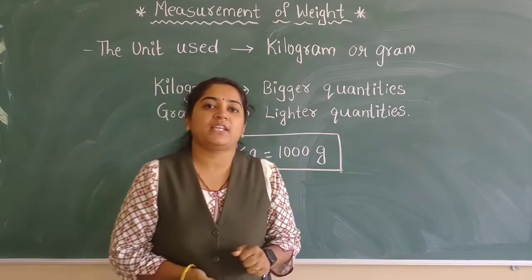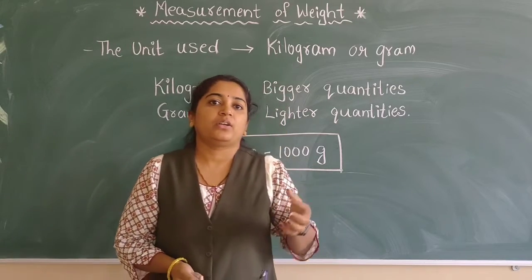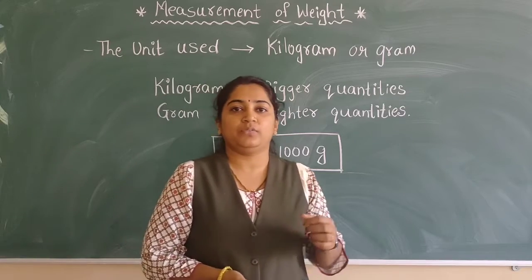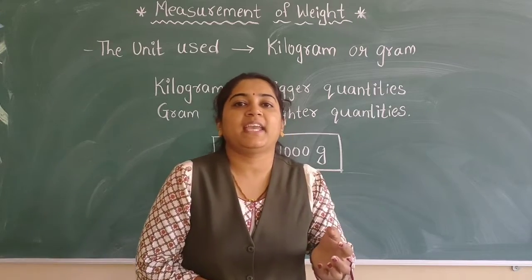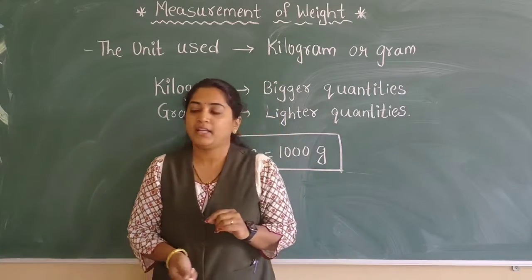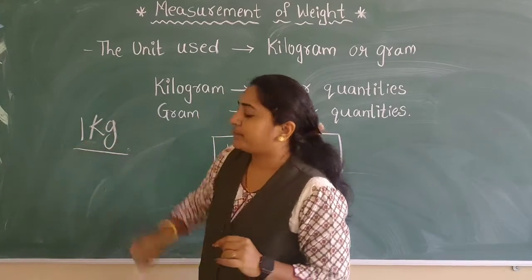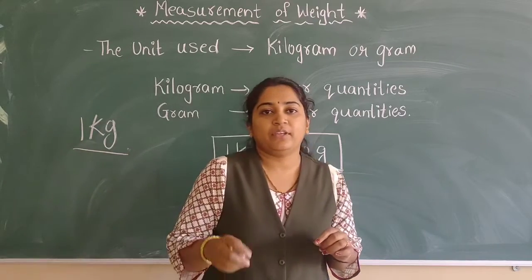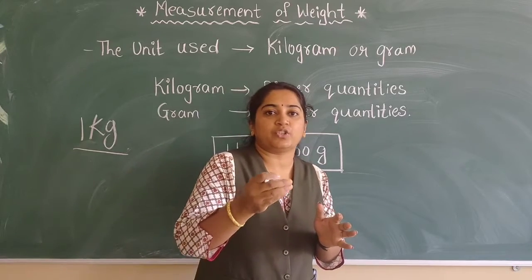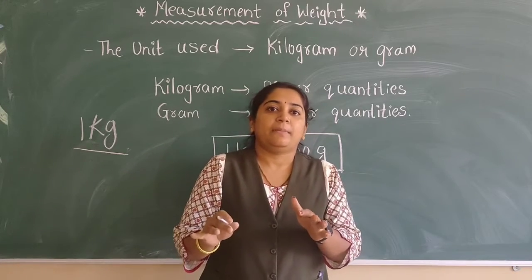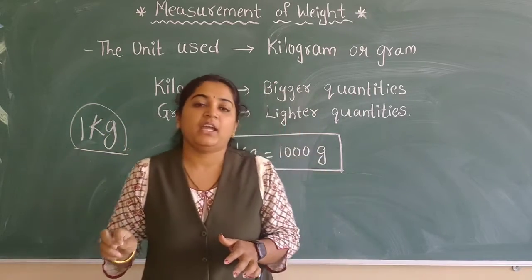So where have you all seen weight? You all have been to a shop, or to buy vegetables. What will you say in the shop? Give me 1 kg of sugar. Correct? 1 kg of sugar. What will he do? He will put some weight on one side of the weighing machine, and on the other side he will put 1 kg of sugar. He will measure it through 1 kg weight.